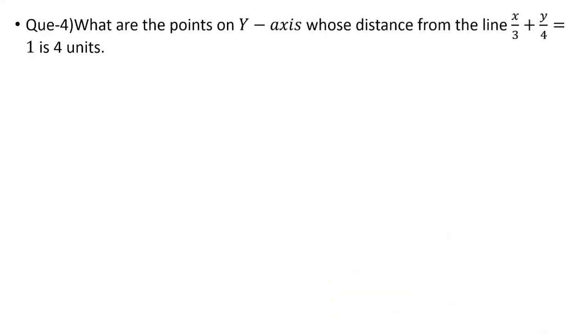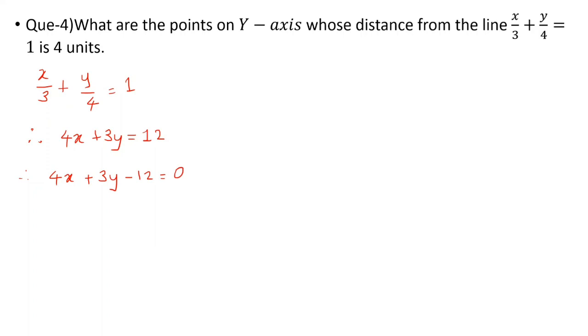Let's go to another example. Now question number 4. What it says: what are the points on the y-axis whose distance from this line is 4 unit? I have the line x by 3 plus y by 4 is equal to 1. If I take LCM, I'll get 4x plus 3y whole by 12 is equal to 1, and cross multiplication will give me minus 12. So my equation of the form ax plus by plus c will be 4x plus 3y minus 12 equal to 0.